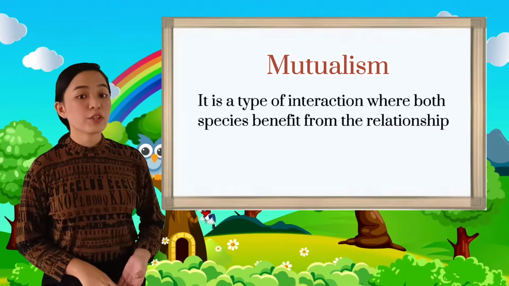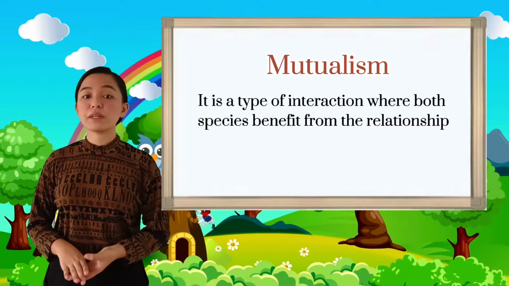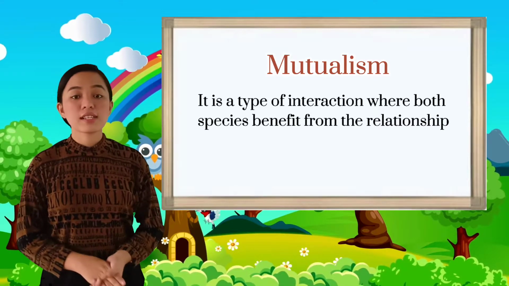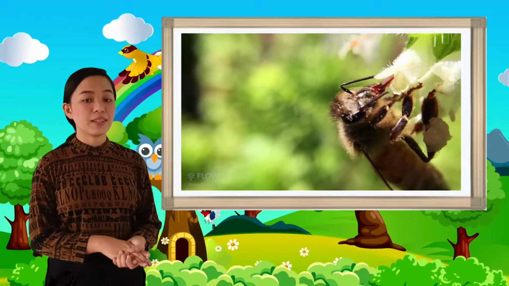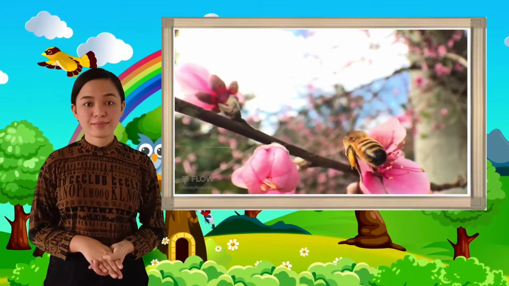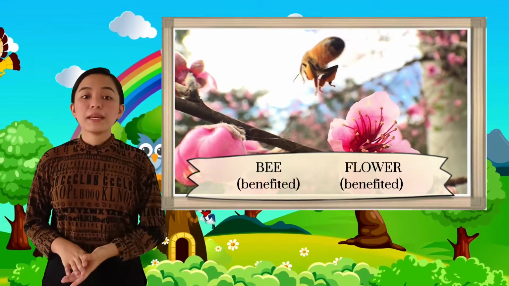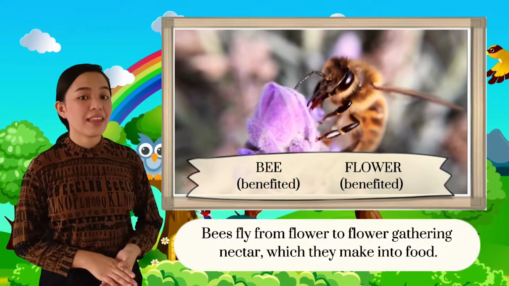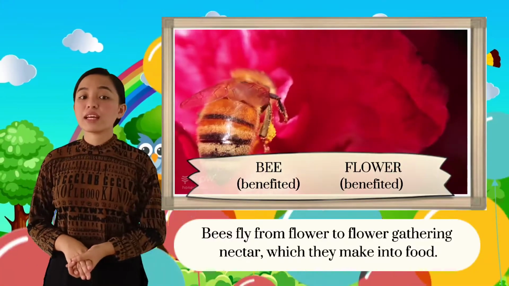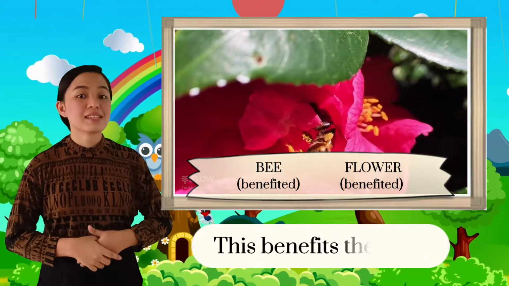Mutualism is a type of interaction where both species benefit from the relationship. So for example, take a look at this video. What organisms can you see? Okay, very good. A bee and a flower. Bees fly from flower to flower gathering nectar, which they make into food, and this benefits the bees.